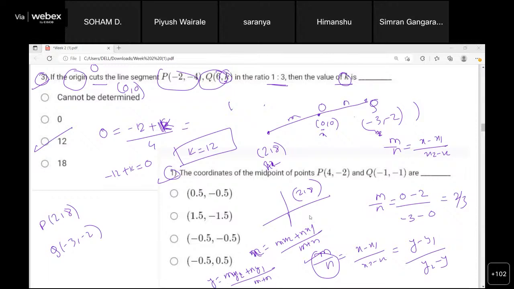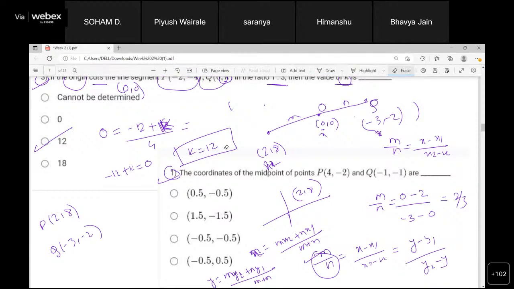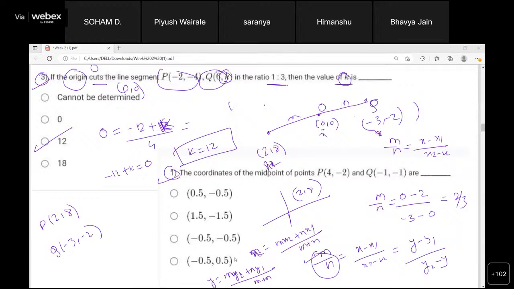Sir, here is the doubt of the second question. The origin cuts the line segment. It is given that the origin cuts the line segment in the ratio m is to n, and the points are 2 comma 8 and minus 3 comma minus 2, right? Yes, sir. But it does not cut the origin. So it is given to us that it cuts the origin. That's why we assume, right? Okay, let me check. The answer is do not.